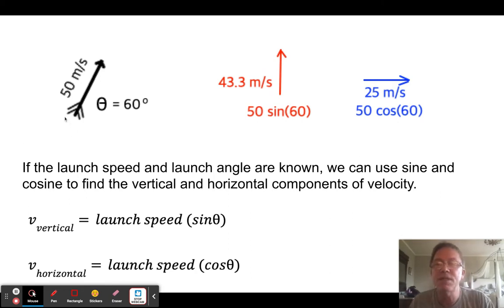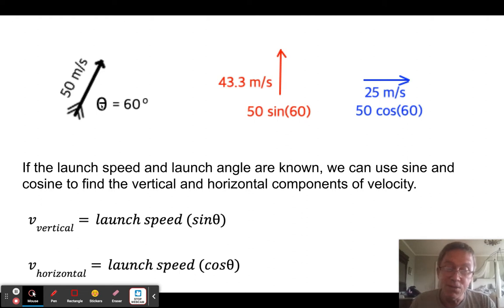Okay, so if I think about this as a triangle, so here's my angle. So this would be, remember, sine is opposite over hypotenuse. So if I want to find the opposite value, I say this times the sine of this. So to find the vertical component of velocity, which is going to be the opposite one, because we're usually given the launch angle relative to the ground, I take this launch speed or launch velocity, and I multiply it by the sine of the launch angle.